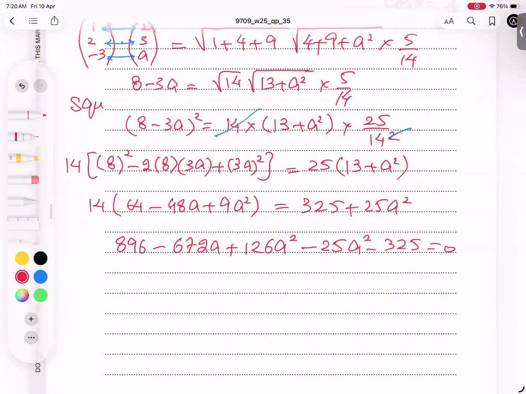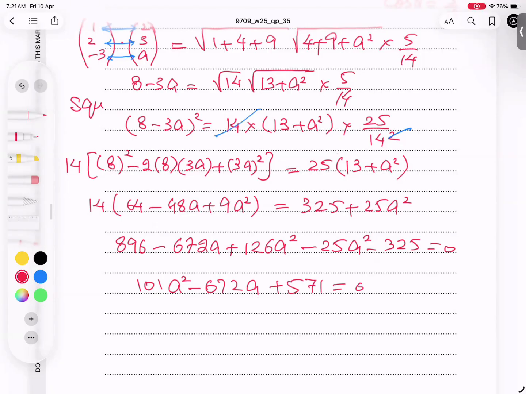From 126, subtract 25. I get 101a square. And this negative 672a alone, and these two numbers I will simplify. 896 minus 325, so it turns to be plus 571. I hope so, equation is done.